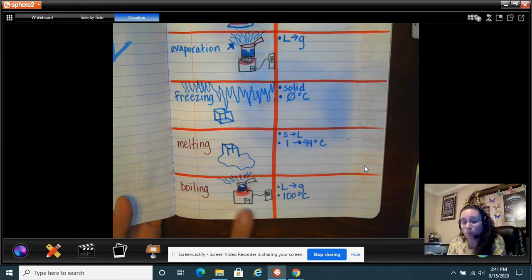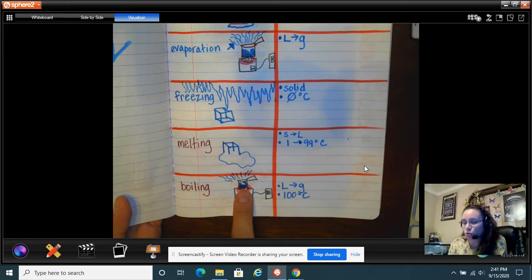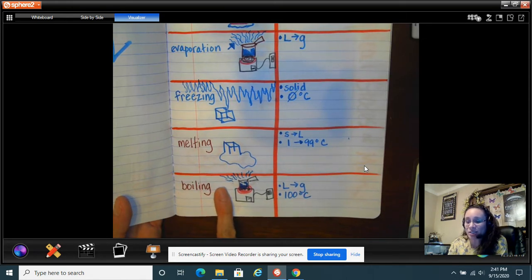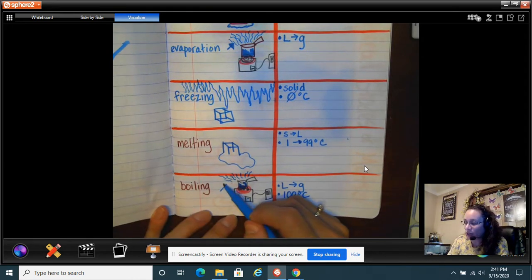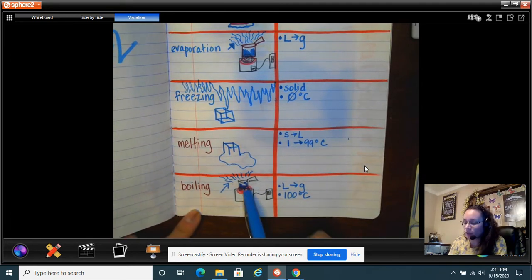Okay, I drew the burner again, or the hot plate. It's nice and hot because the burner is red. I drew the pot with water in it, and I see steam. So if you see steam and a lot of it, and you see less water in the pot, the water is changing from a liquid to a gas. So I wrote down liquid, L, to a gas, G.